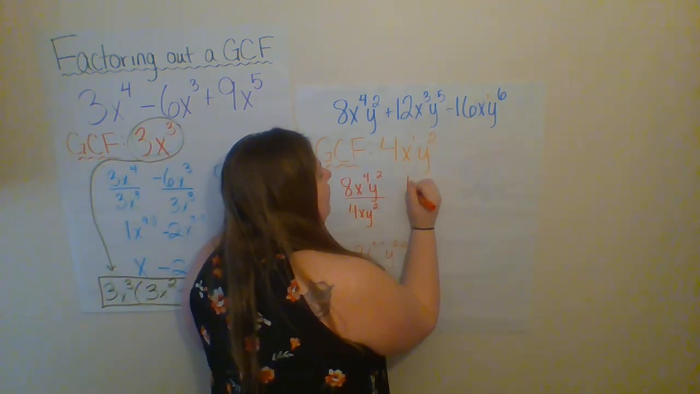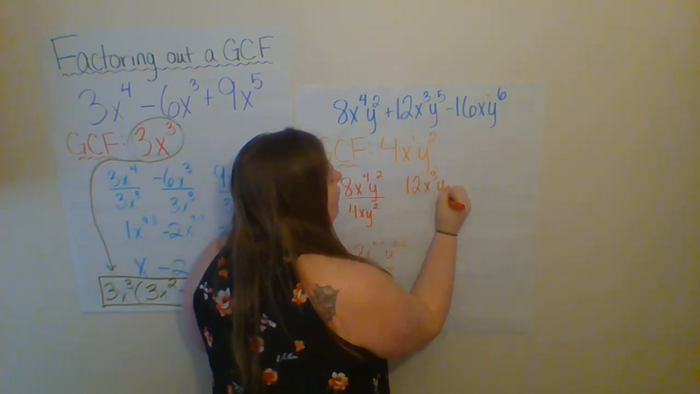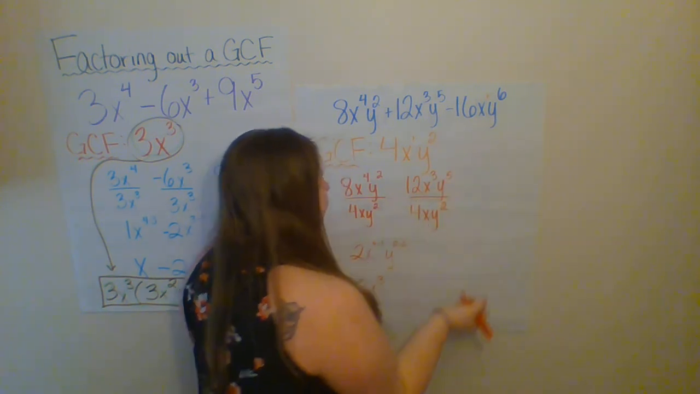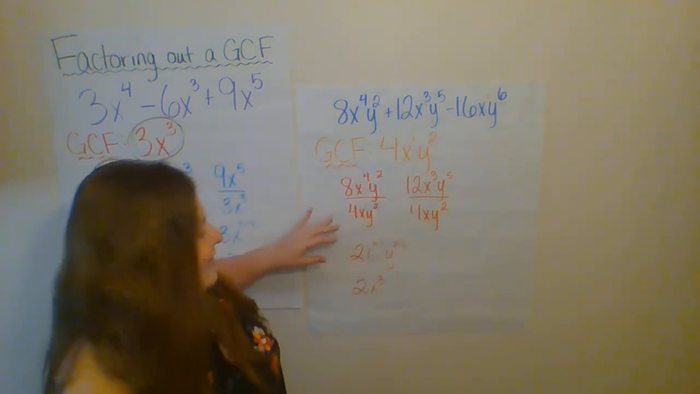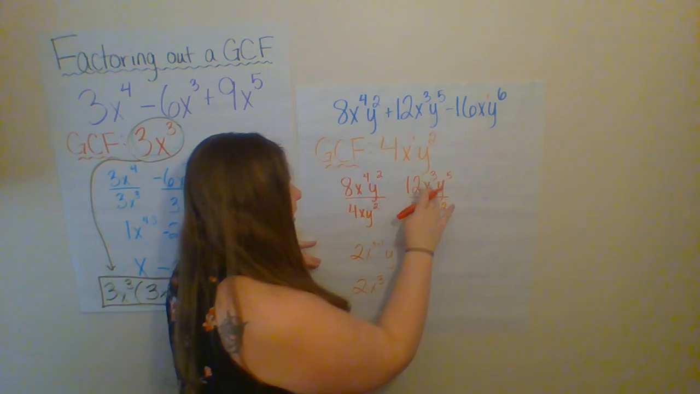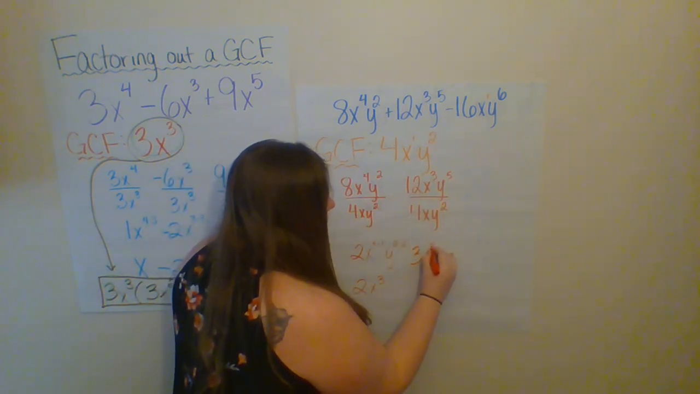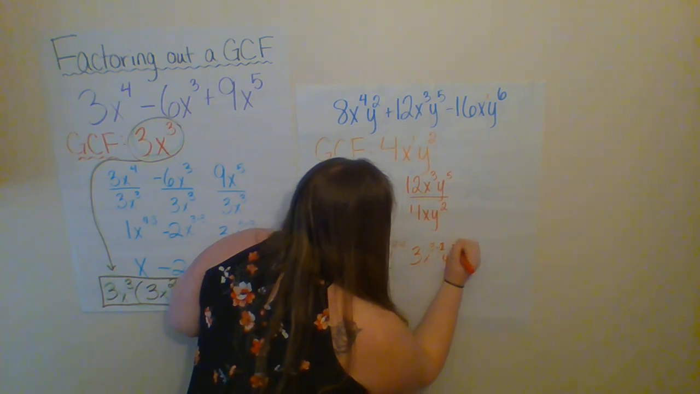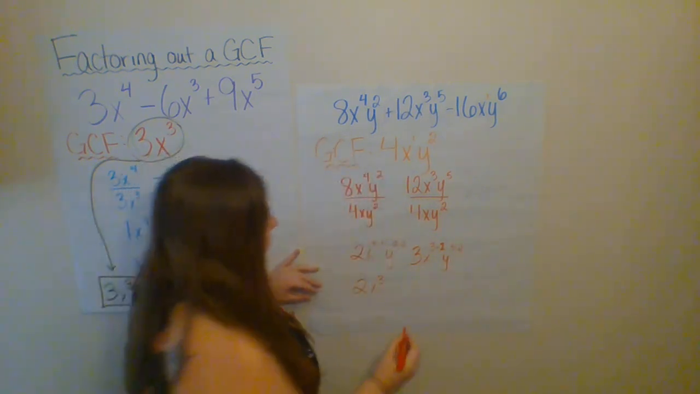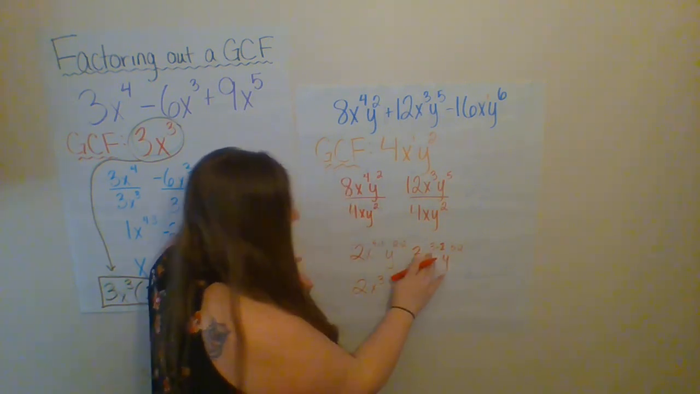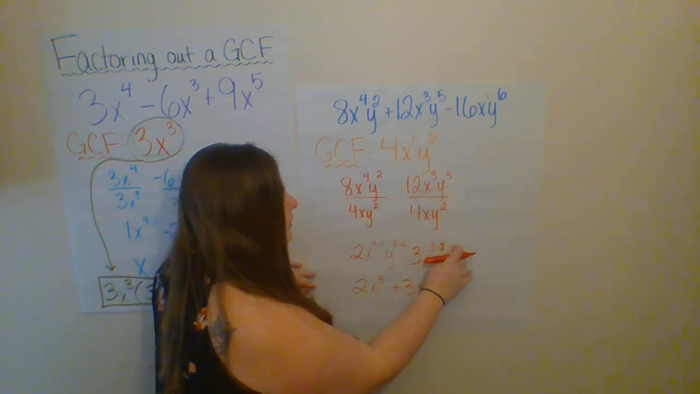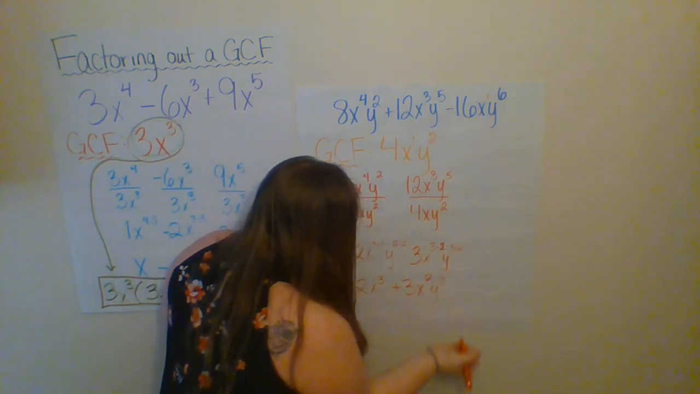Our next term, we have 12x to the 3rd, y to the 5th. Divide that by 4xy squared. 12 divided by 4 is 3. X to the 3rd over x becomes x to the 3 minus 1. And then y to the 5th over y squared becomes y to the 5 minus 2. So our 3 we bring down. X to the 3 minus 1 becomes x squared. Y to the 5 minus 2 becomes y to the 3rd.